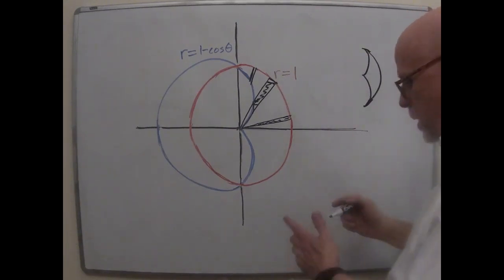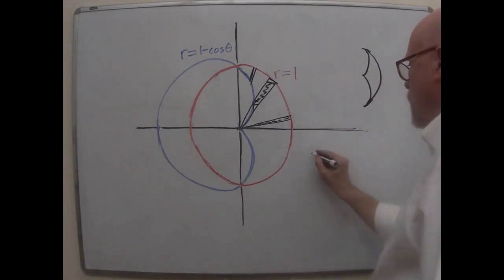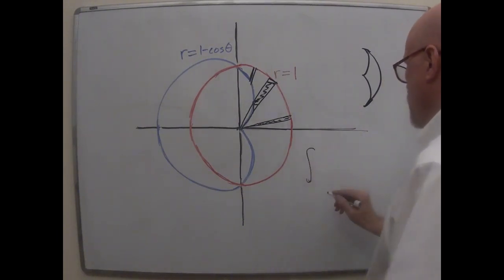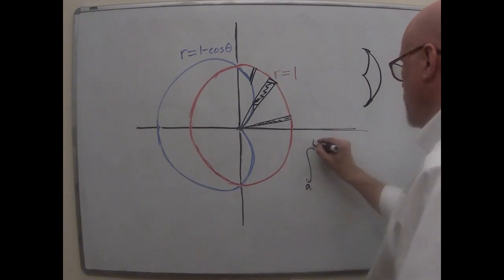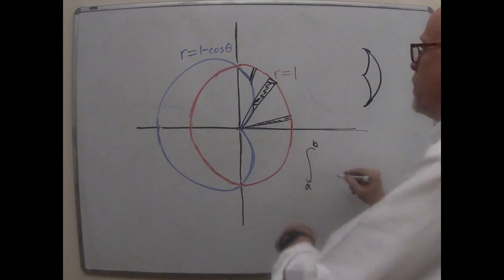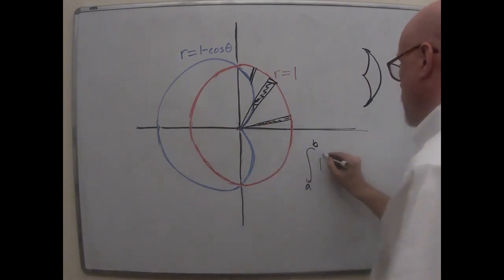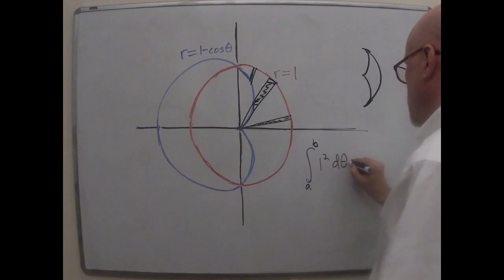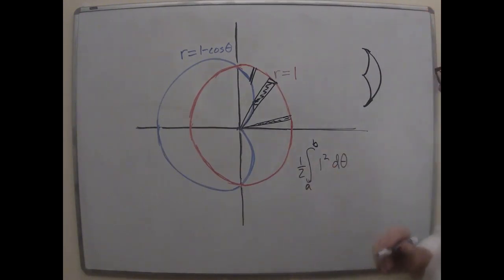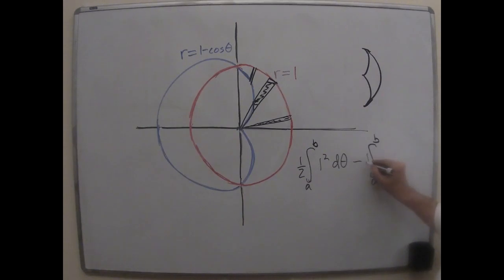Anyway, how do we get its area? Well, you want to have the area from A to B, the integral from A to B of the first thing squared, which is just 1 squared, d theta. Yep, and there's that 1/2 I always forget. Minus the integral from A to B of the other thing squared, and with its 1/2 too. Now the other thing is 1 minus cos theta. So we need the integral of that thing squared.